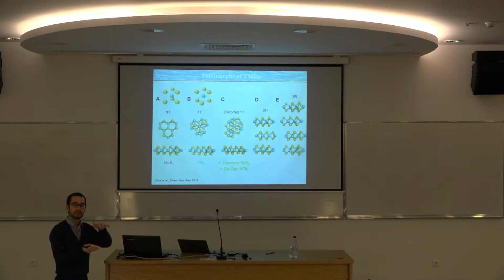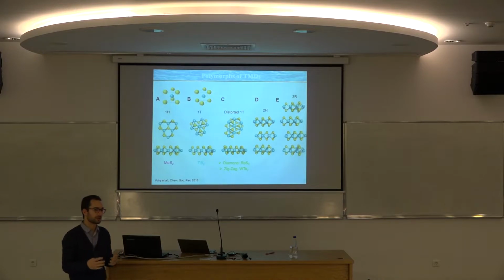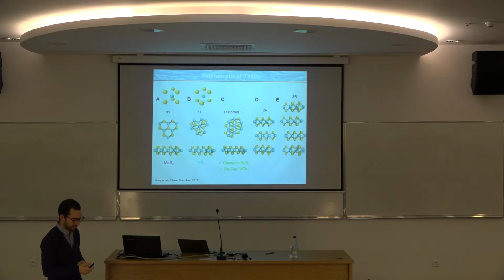So this works for a single layer, but if you stack, then you can also stack similar to graphene. You can have ABA stacking. So here, now I'm talking of the stacking of the different nanosheets. So ABA stacking, this is known as the 2H phase, or you can have this ABC stacking, the 3R phase. So this is the same as graphite.